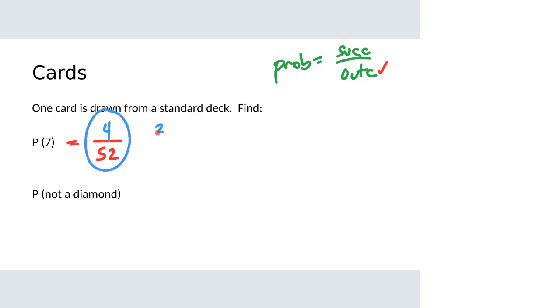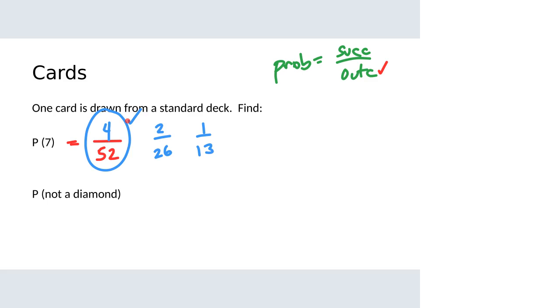You could reduce that to 2 out of 26. I don't know why you would, but you could. You could reduce that to 1 out of 13, but you don't have to. It's perfectly fine to leave it as 4 out of 52. Okay, the second question is a little bit strange.